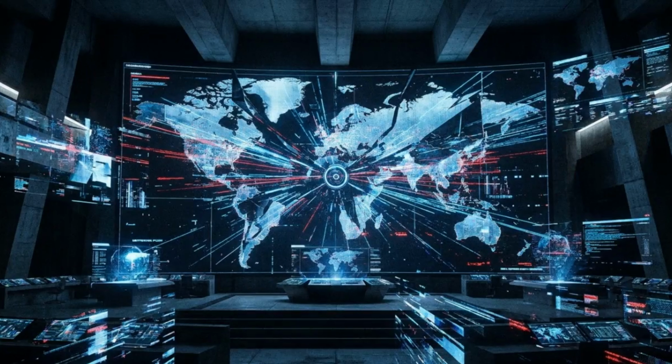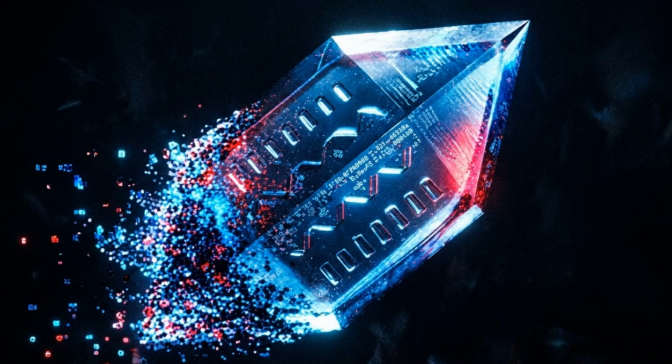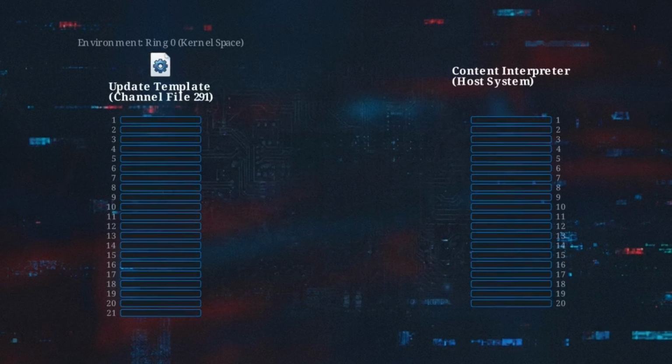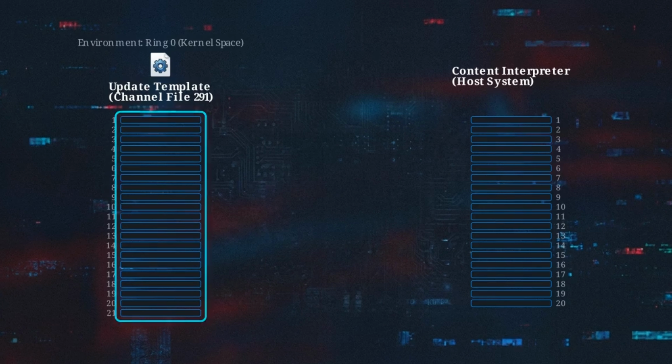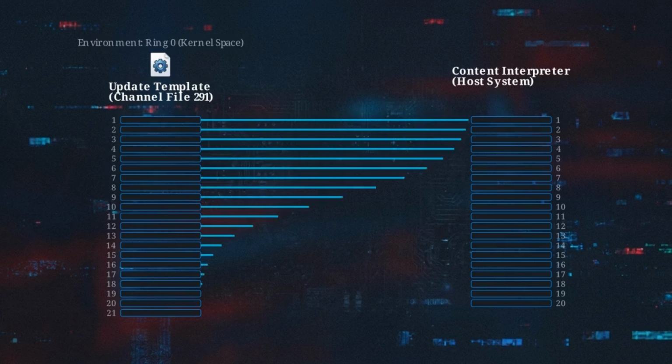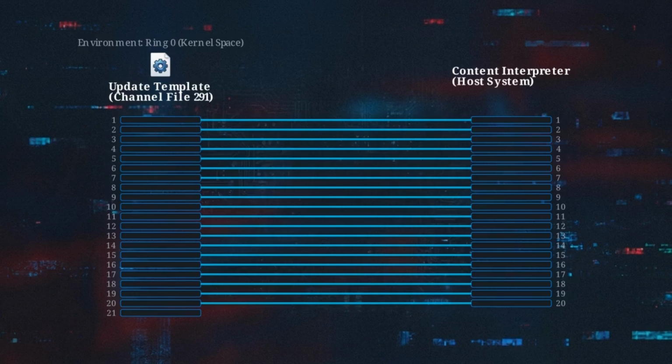On July 19th, CrowdStrike sent out a routine configuration update to its Falcon sensors, delivered via a small piece of code known as Channel File 291. This schematic illustrates the exact coding error. The new update carried a template that required 21 input parameters to function properly. However, the system's internal content interpreter was only programmed to accept 20.